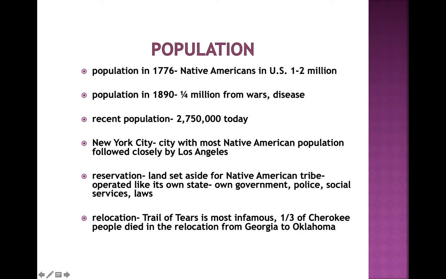It is difficult to really estimate the population of Native Americans in the U.S. before the arrival of Europeans. Most estimates would say that there was somewhere between 1 and 2 million Native Americans in continental U.S. in 1776. That population dwindled down to about 250,000 from wars and disease and annihilation and extermination by the 1890s. 1890 is seen as the last date of the last Native American and American skirmish or battle, the Battle of Wounded Knee.